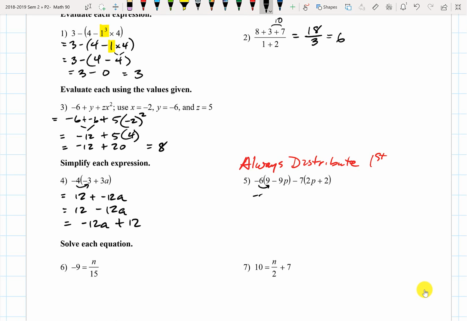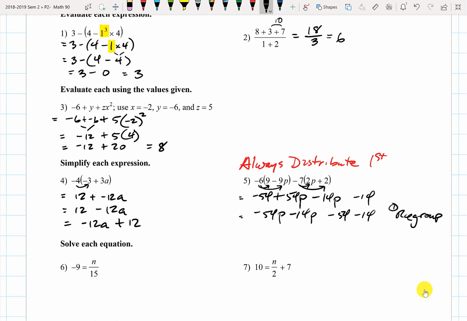So here we go, negative 54, plus 54p. There's a double negative right there. And you got to distribute through the negative 7, so minus 14p, and then minus 14. And then you got to gather up your like terms. So this is equal to negative 54p minus 14p, and then you got a negative 54 here, and then a minus 14. You have to regroup like terms.